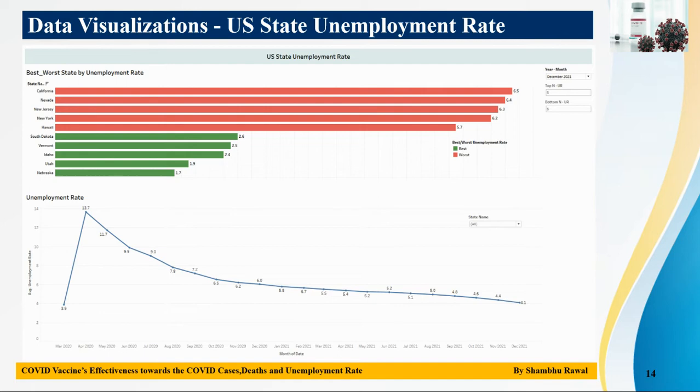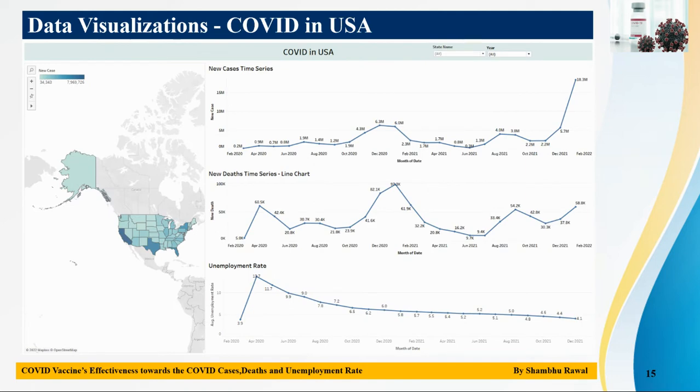The unemployment has improved gradually after that month. California was the first state that had the highest new cases, new deaths, and highest unemployment rate. The chart displays the new cases, new deaths, and unemployment rate on one dashboard.